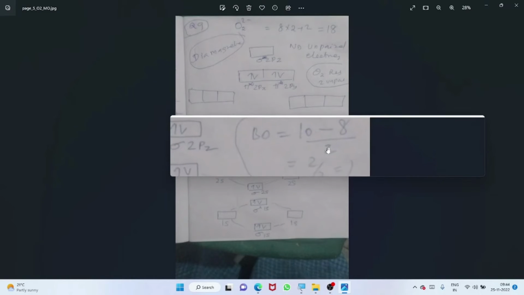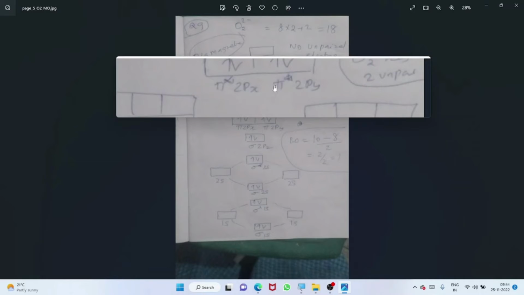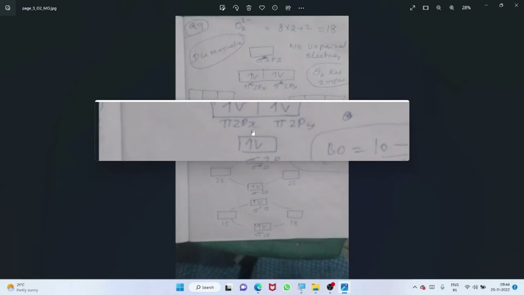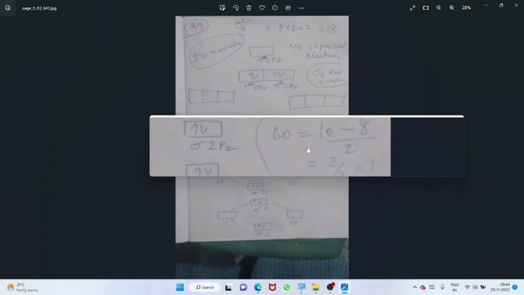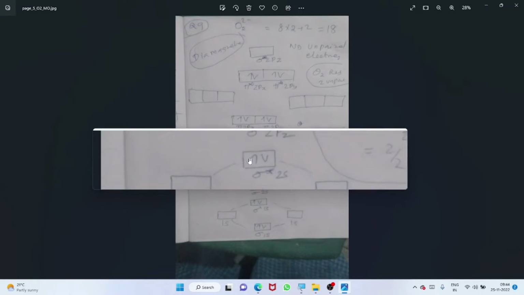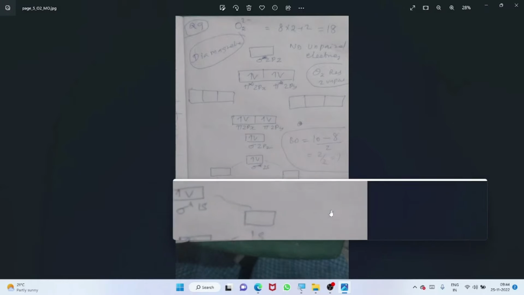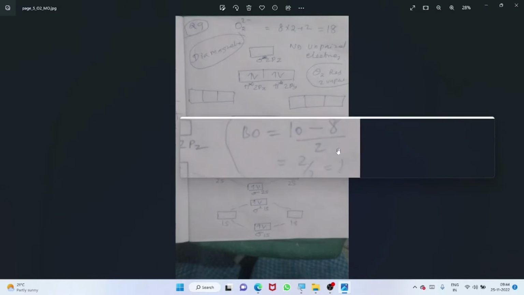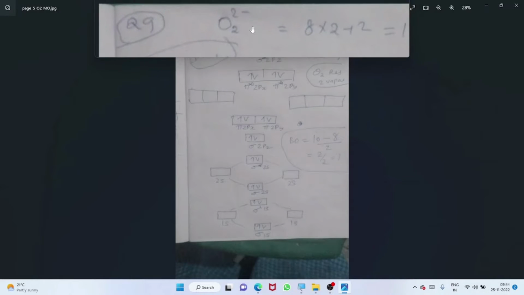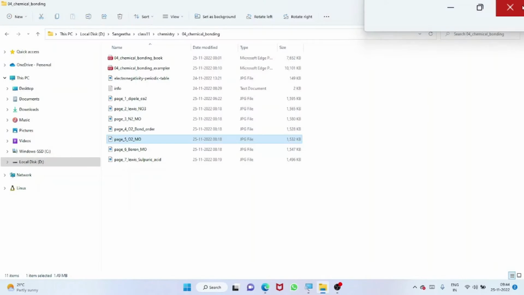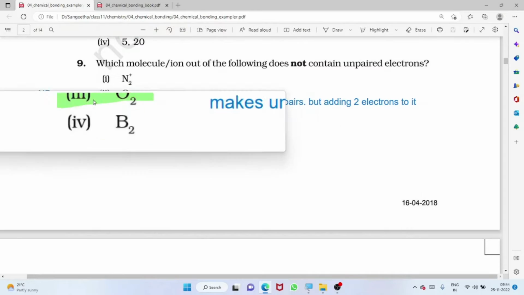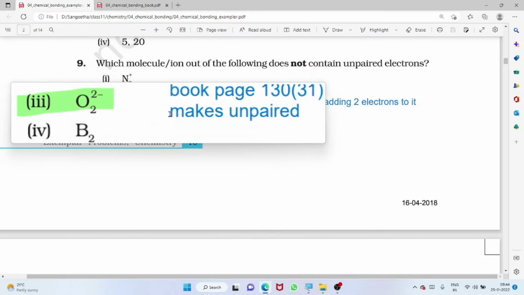Okay, you can find the bond order also. There are 10 paired electrons in bonding orbitals: 2 plus 2, 4, 6, 8, 10. Then in antibonding: 2, 4, then sigma star 2s, 6, sigma star 1s, 8. So 10 minus 8 by 2, that is a bond order of 1. So this O2 2 minus has a bond order of 1. The nitrogen case is different, as in the book.